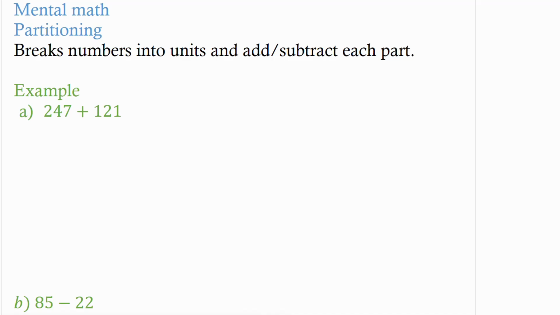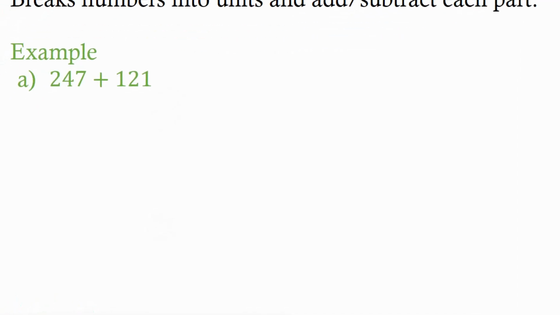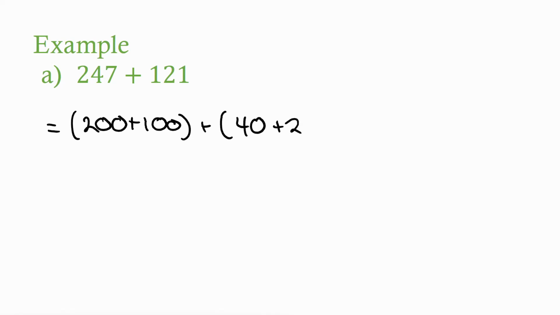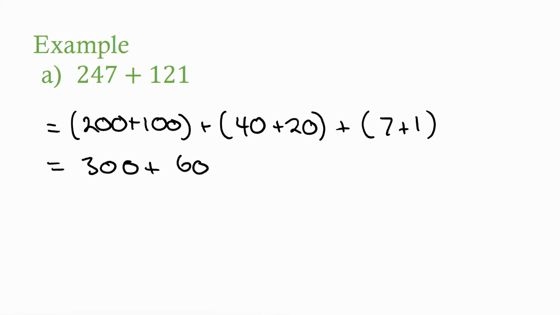So if we're looking at 247 plus 121, we're going to break it into its parts. What I mean by that is we're going to say up the front here, 200 plus 100. And then we're going to have 40 plus 20. And then 7 plus 1. So you end up with 300 plus 60 plus 8. So we end up with 368. That's partitioning. We've broken it up into parts.